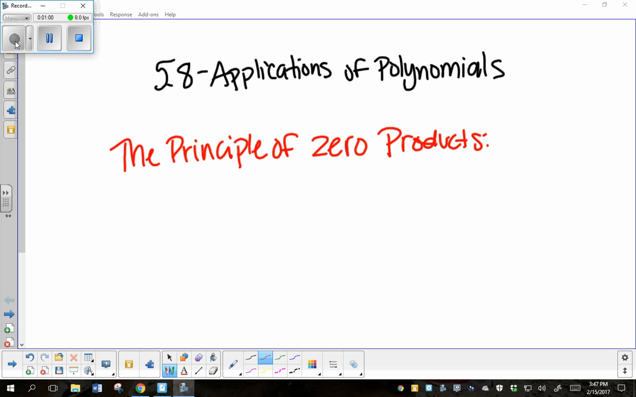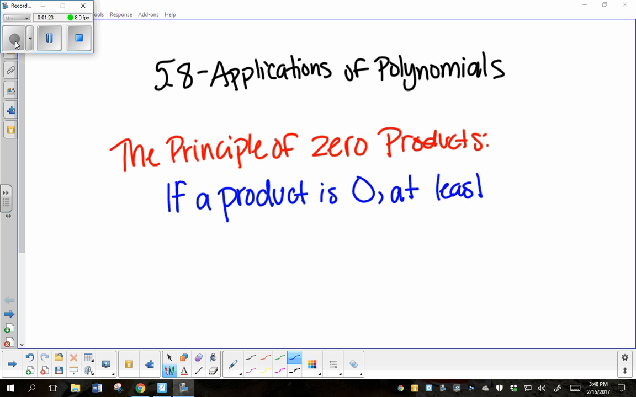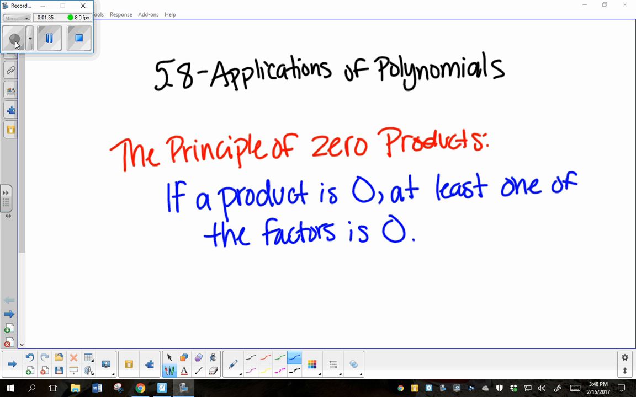The principle of zero products is actually something pretty simple. It says if a product is zero, so that means if some factors are multiplied together and the product is zero, that means that at least one of the factors must have been zero. Because if you get 0 as an answer when you're multiplying, you must have done 0 times something at some point.